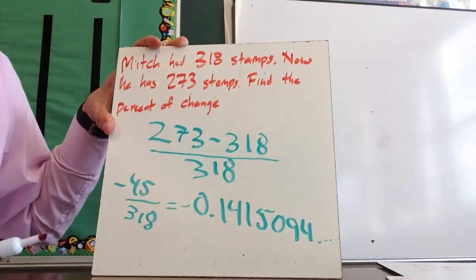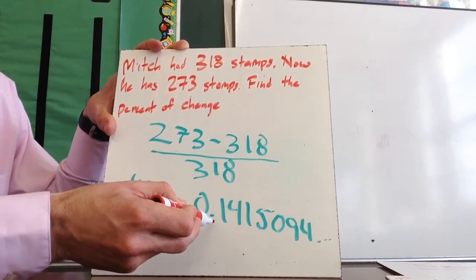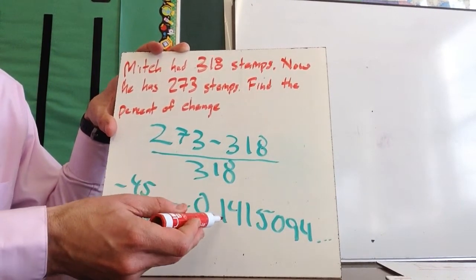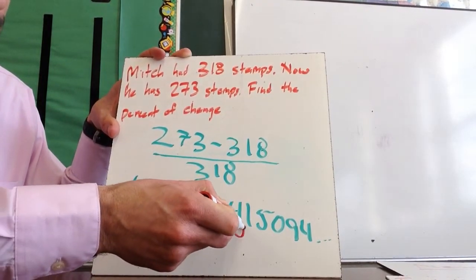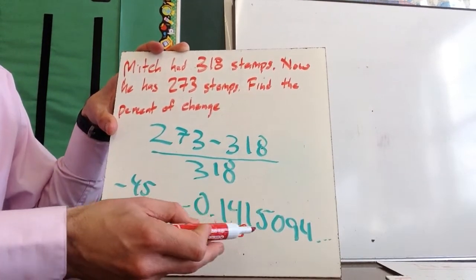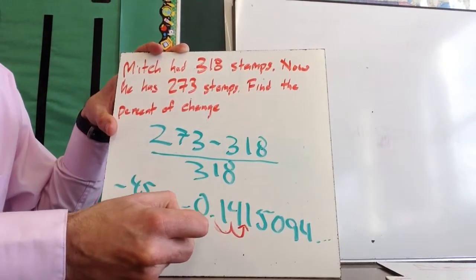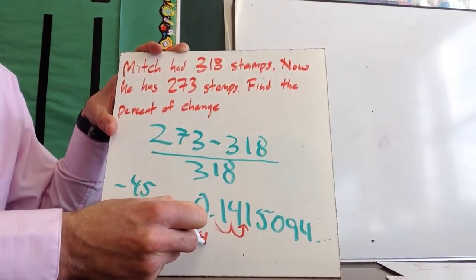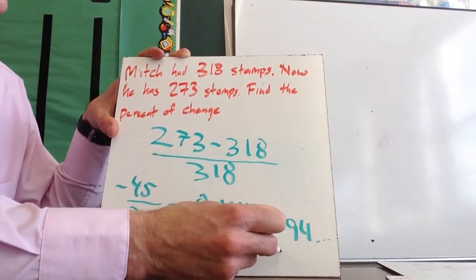So to figure out the percent of change, remember this is the decimal. I'm going to use the jumping the decimal trick, though remember you can multiply by 100. I'm going to go 1, 2. So my decimal now is going to be there, keeping in mind that I'm going to round to the nearest tenth, which means that this is now going to be negative 14.15094 dot dot dot.